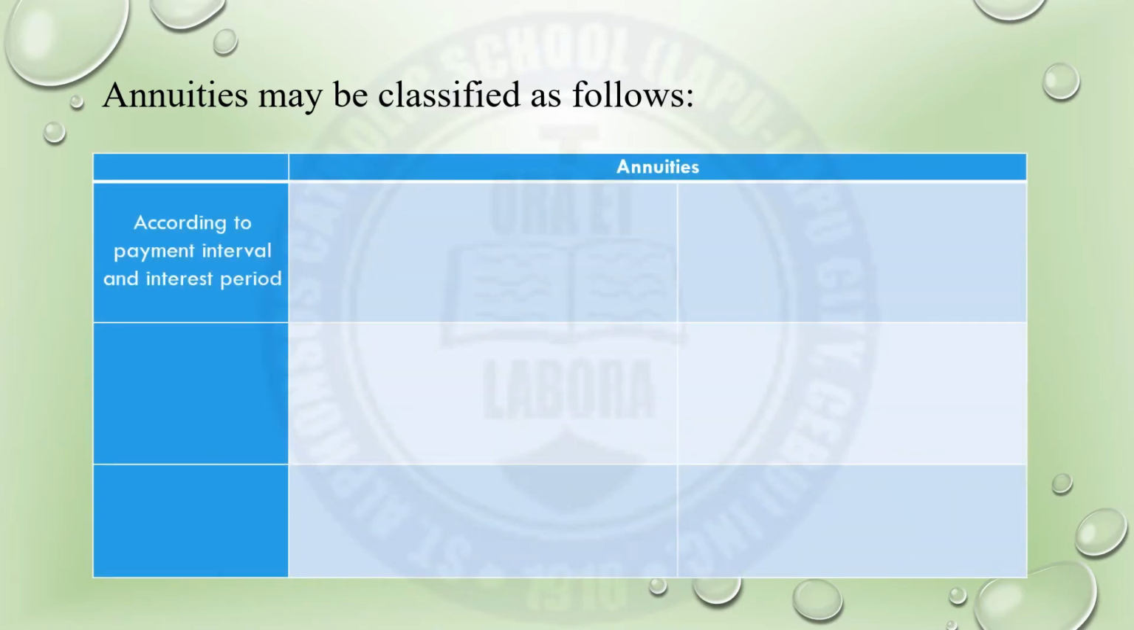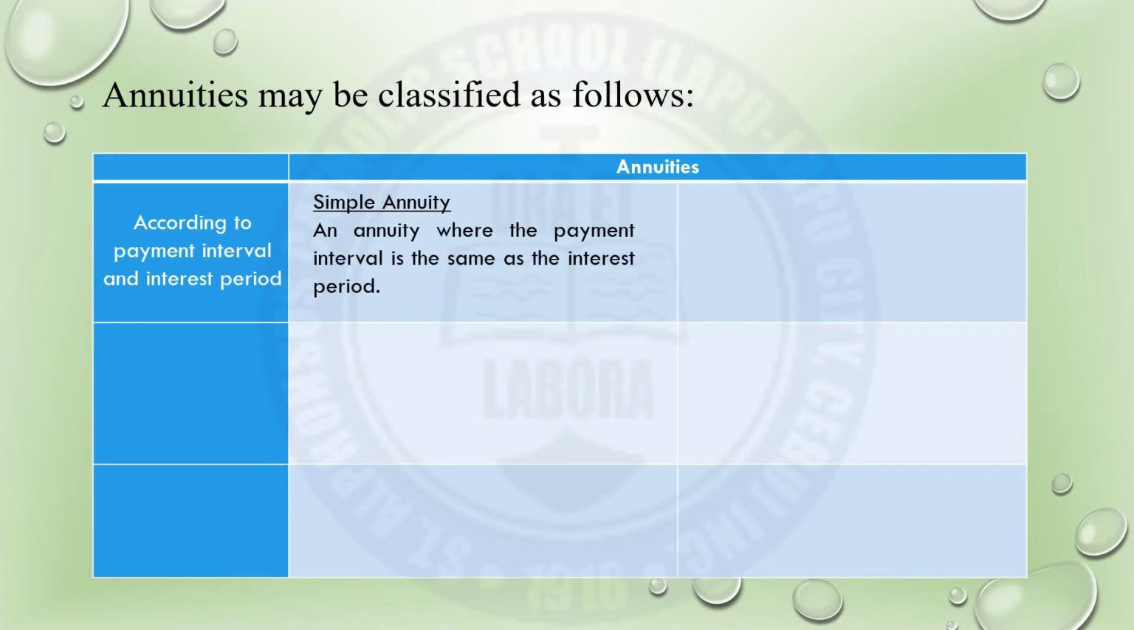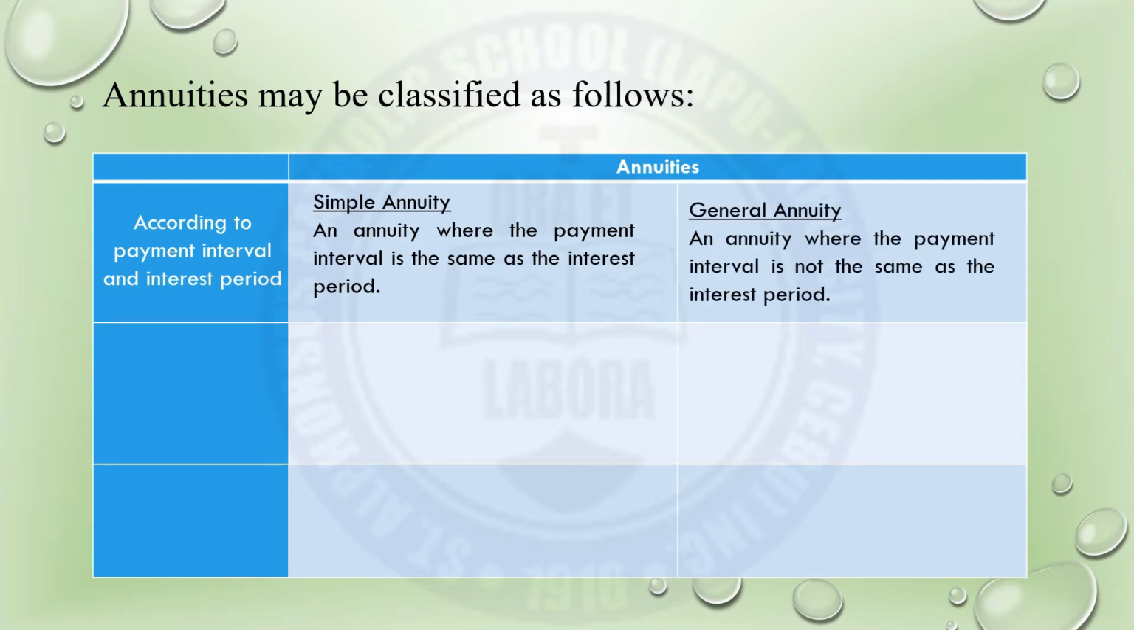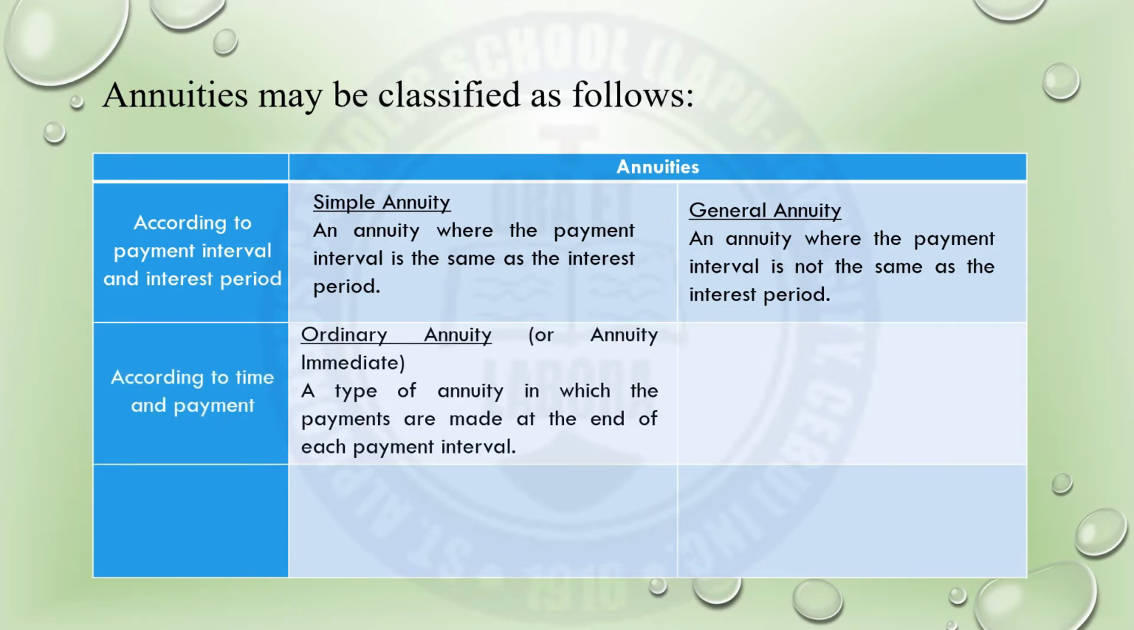First, according to payment interval and interest period. That is, simple annuity. This is an annuity where the payment interval is the same as the interest period. General annuity is an annuity where the payment interval is not the same as the interest period. Second, according to time and payment.